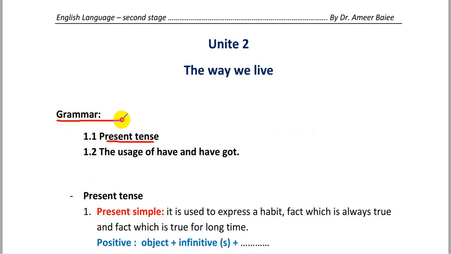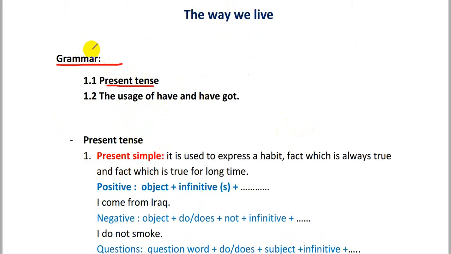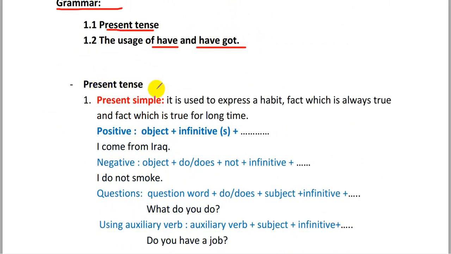So the grammar, القواعد, will include two main parts. The first one is present tense, زمن المضارع. The second one is the usage of have and have got, and what the difference between using have and have got. Present tense.